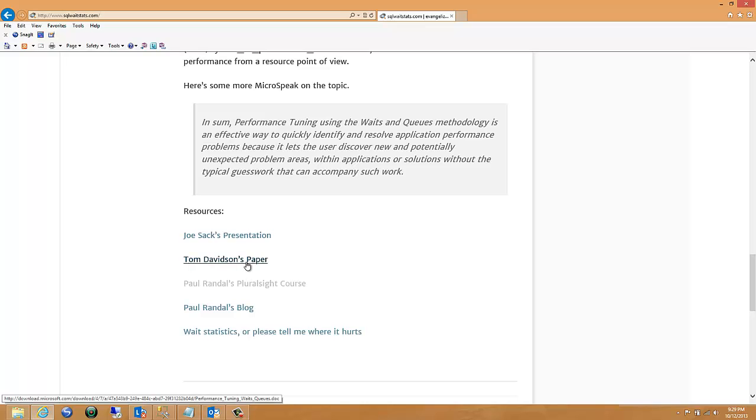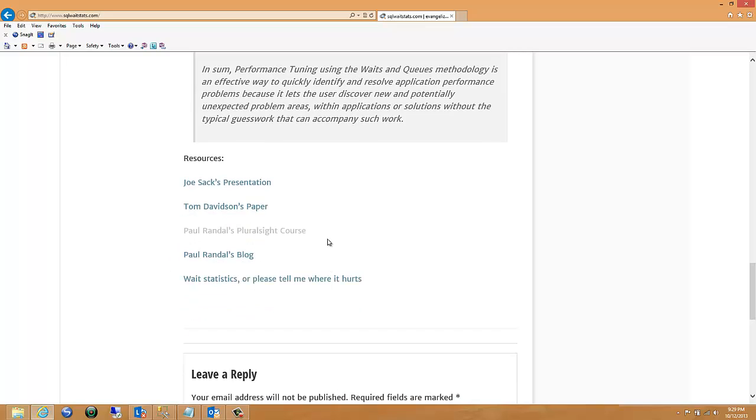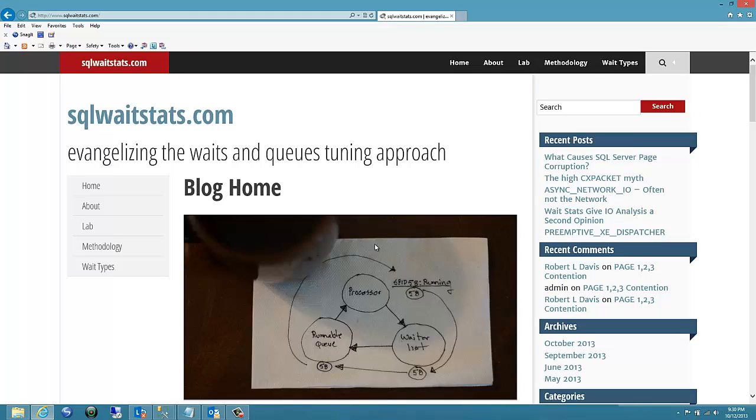Davidson's paper, this is the Bible of wait stats. He's the guy that created the process at Microsoft. However, Paul Randal has really taken up the torch from Davidson and basically all others. And this course on Pluralsight is absolutely a must-watch. Randal's blog, Randal's articles on wait stats, are where I've learned the most information about wait stats analysis.